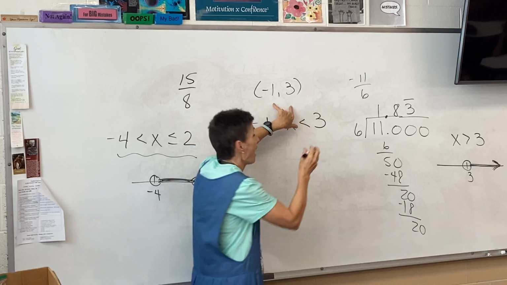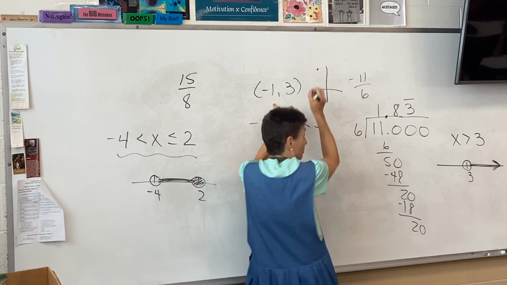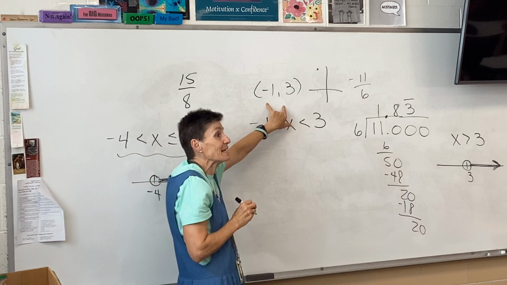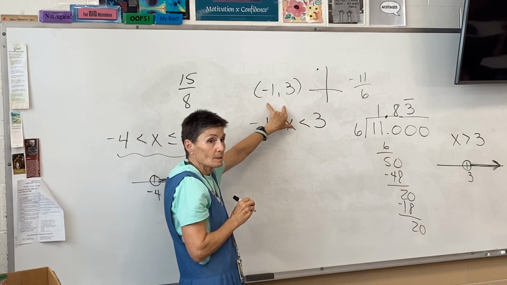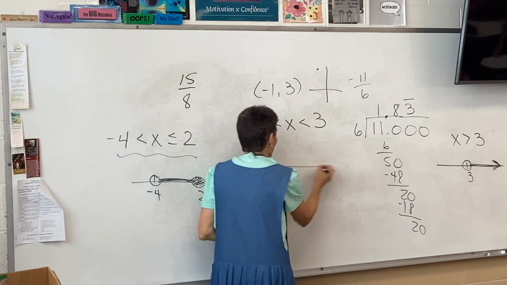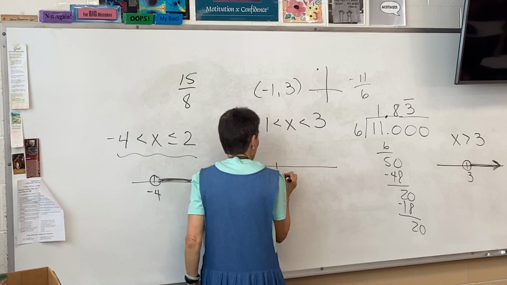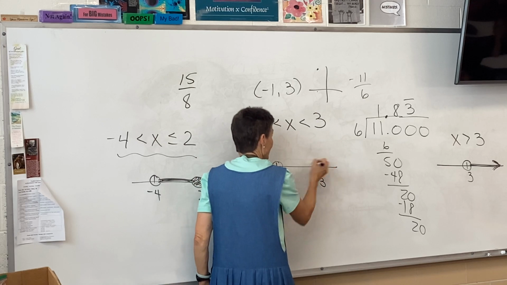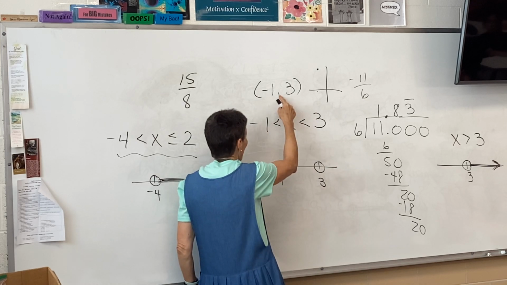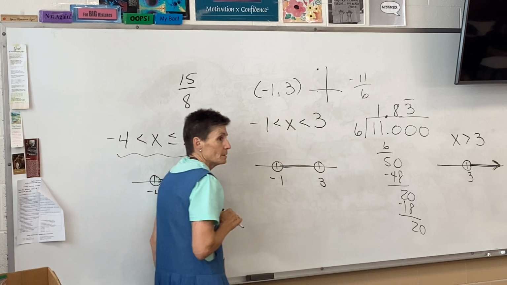So this is not like an ordered pair, like you would plot like that. That's not what this is. This is an interval. So this would be graphed just like this one. You have a dot at -1 and a dot at 3, and then you want all the numbers in between them.